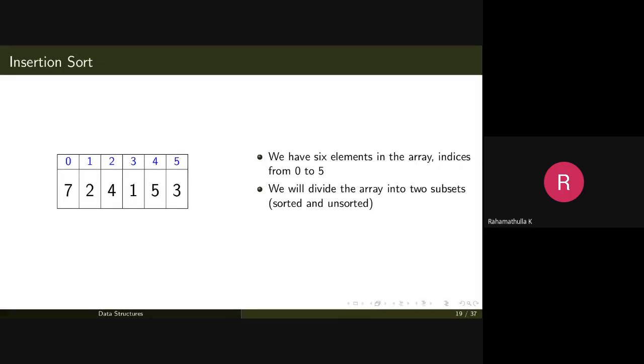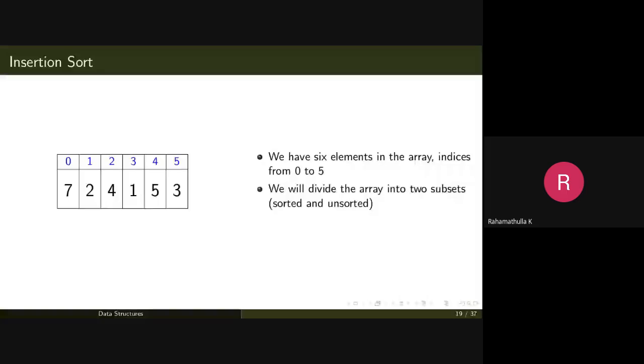Here, the array we want to divide into two subsets. So initially we will consider one element, and initially we will say that the left side of the boundary is nil and the right side of the boundary is the entire array. Then we'll transfer each element from right side to left side, so that the left side of the boundary is sorted and the right side of the boundary is unsorted.